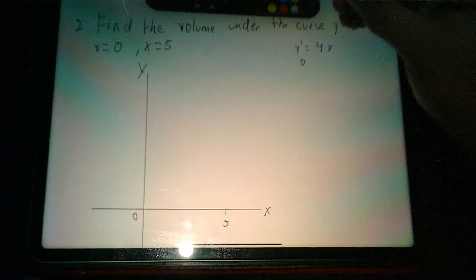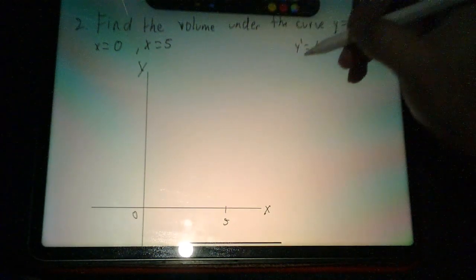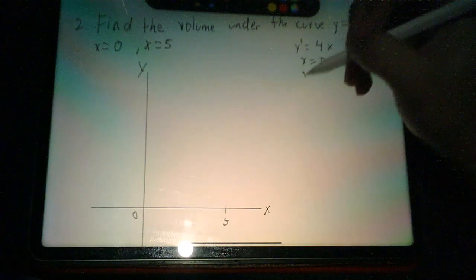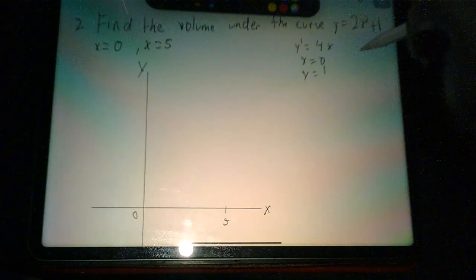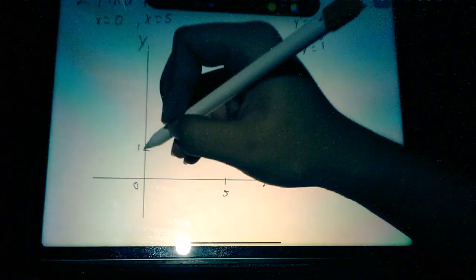So if we equate x equals 0, our y here becomes 1. So 0 squared times 2 is just 0, plus 1 is just 1. So x equals 0 and y equals 1. So this is 1 and this is our vertex.